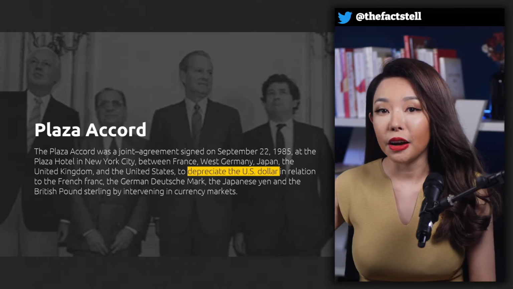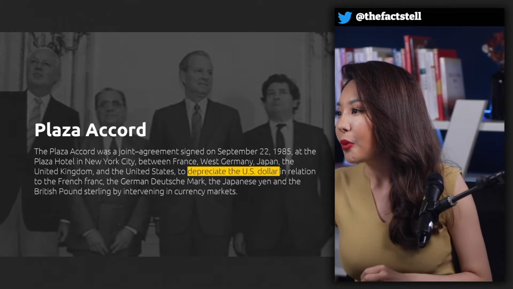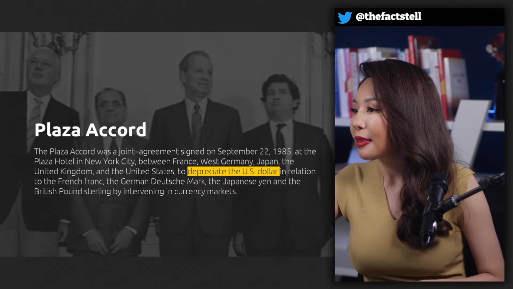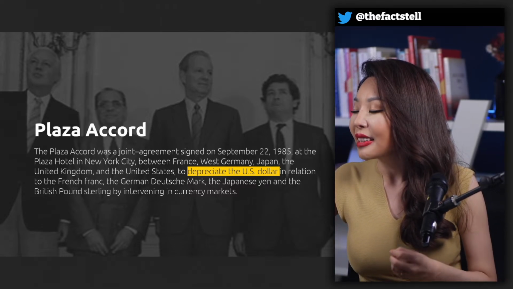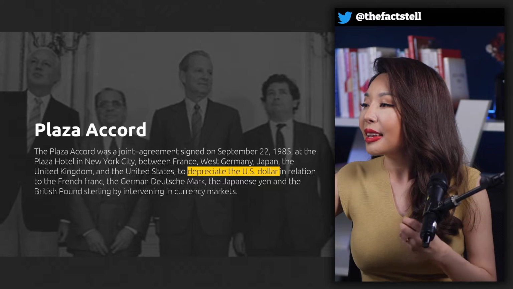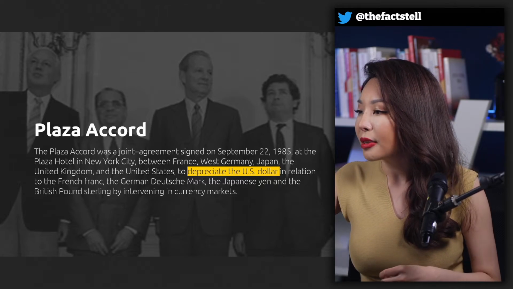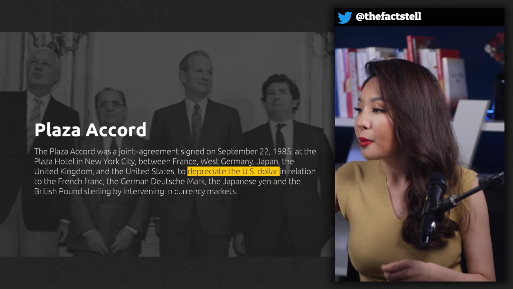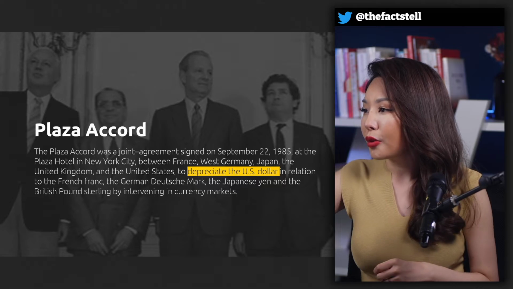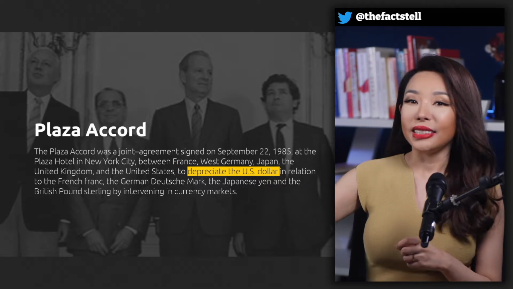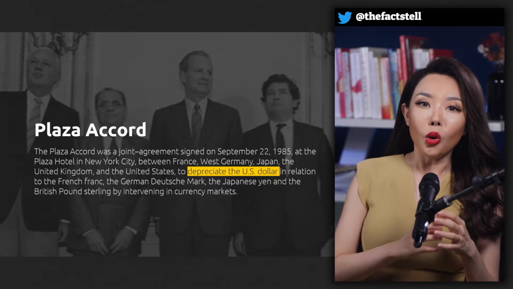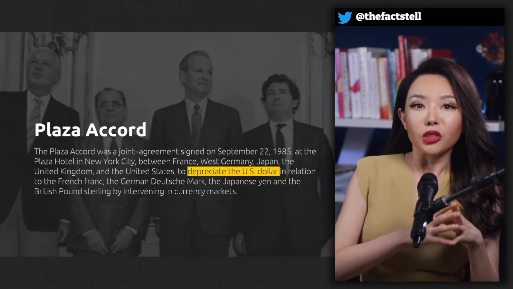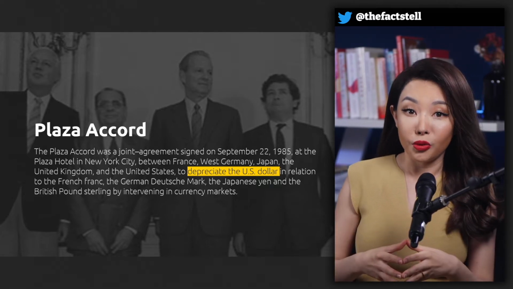In 1985, five countries, the U.S., West Germany, France, the UK, and Japan, signed the Plaza Accord. It is an agreement to depreciate the U.S. dollar against the Japanese yen, German Deutschmark, and two other currencies. This helps the U.S. increase its exports and lower its trade imbalance with Japan and certain European countries.